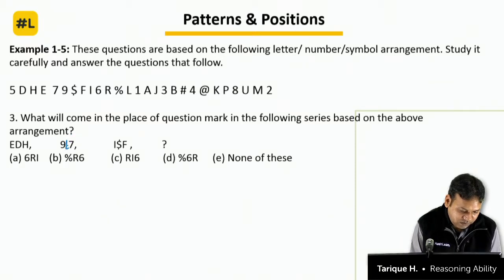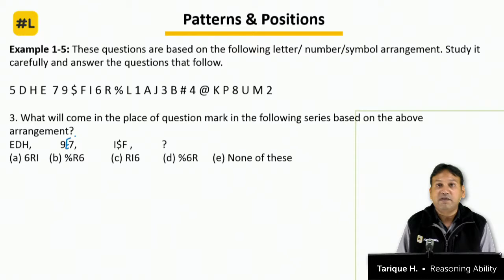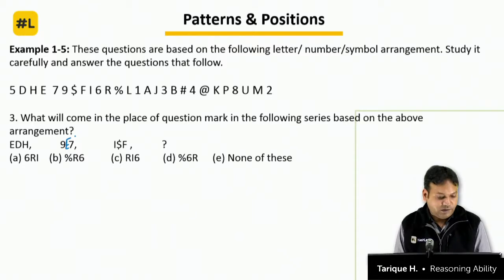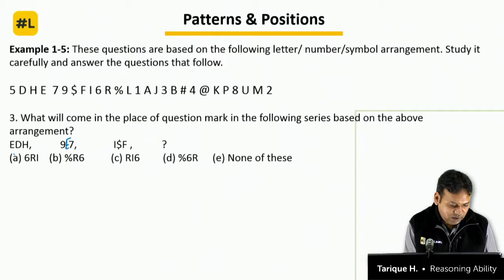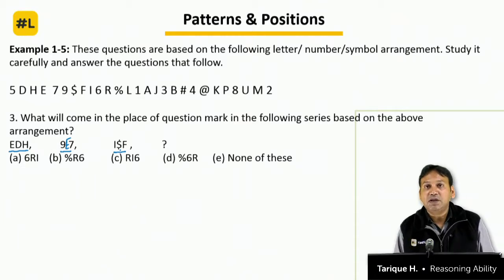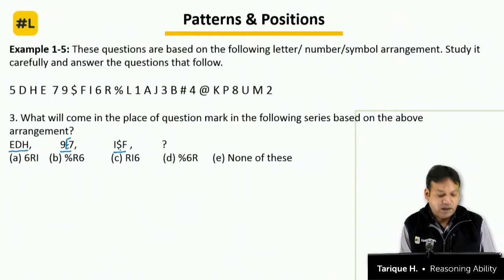Okay, so we'll just try to verify this while solving the question itself. We'll develop how these numbers have come. What will come in the place of the question mark in the following series based on the above arrangement? We know that there's a combination of three letters, numbers, symbols, and based on the relationship of these that are given to you, we have to find out what will come in the place of the question mark.